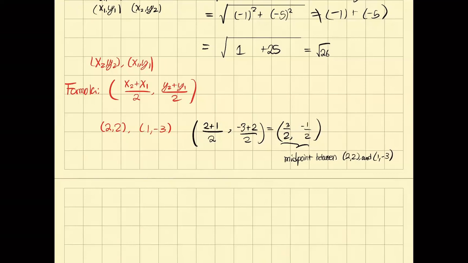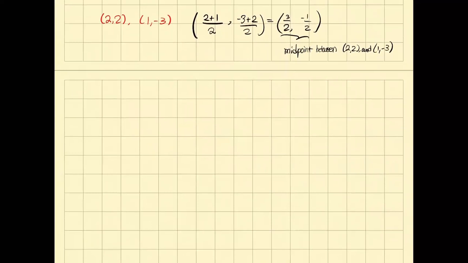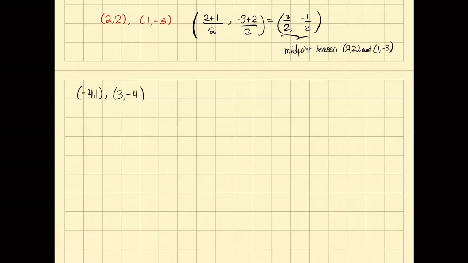Okay, so the advantage of these formulas is we don't need to draw a huge grid system in order to understand. We can just apply the formulas and we will understand the space that's involved perfectly fine without having to draw it. So let's find the distance between negative 4 and 1 and 3 and negative 4. So I don't need to draw this anymore. I can just plug them into the formulas.